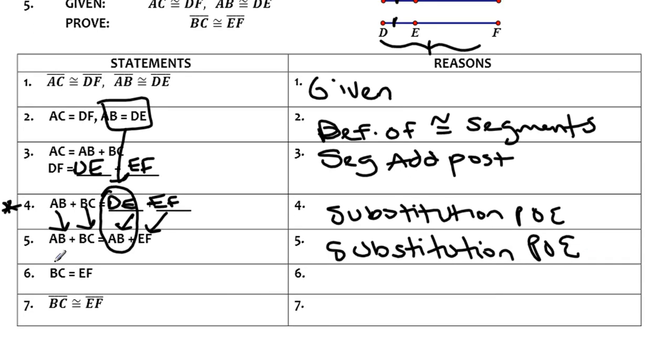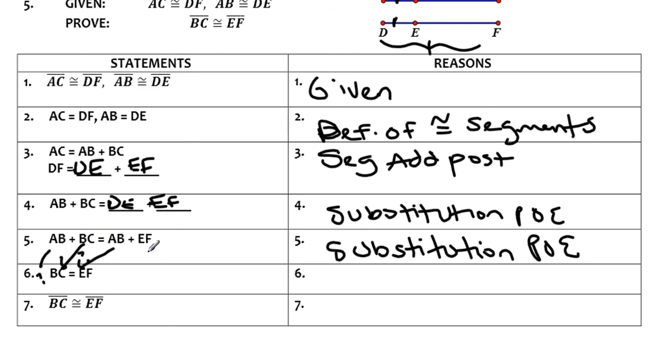Okay, moving on to number 6. Let me clean it up. AB is no longer on this side. BC is there. AB, once again, is gone, and EF is still there. So what's going to allow us to get rid of the same thing on both sides of the equation? Well, if we subtract AB from both sides of the equation, they're gone. BC will equal EF, so that's the subtraction property.